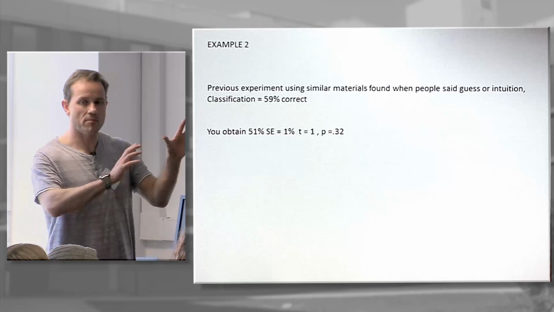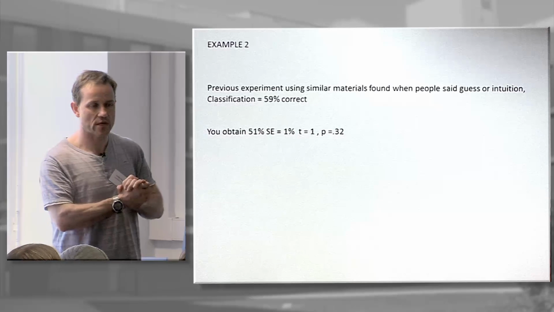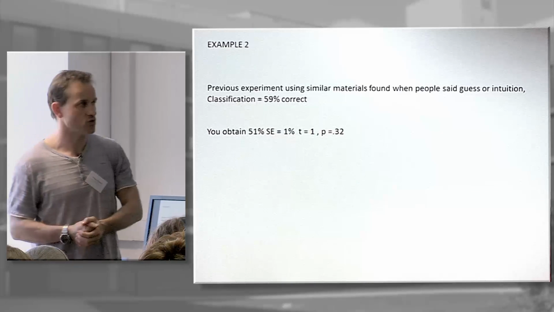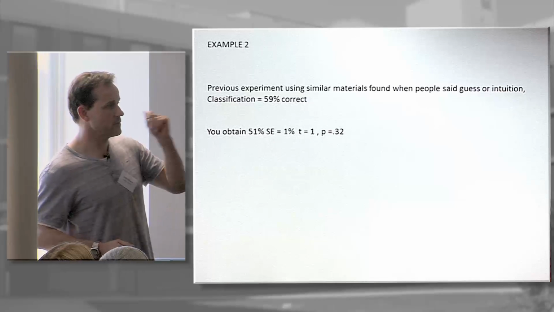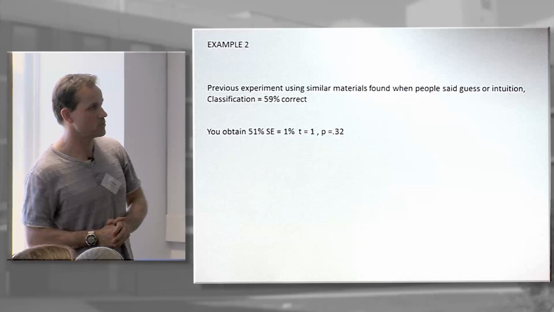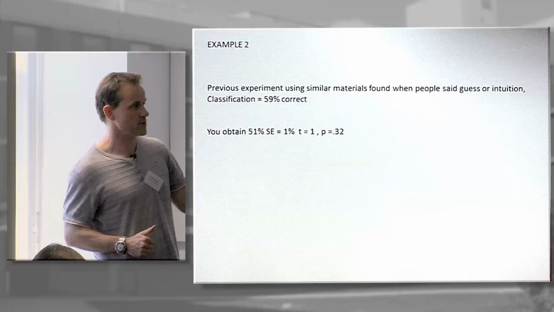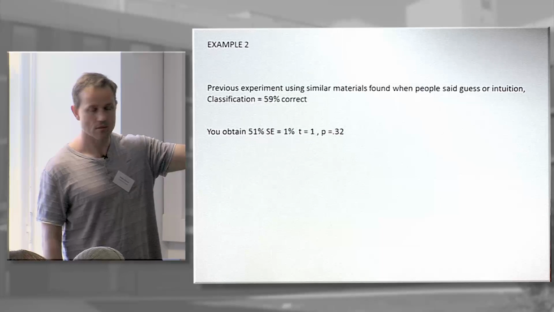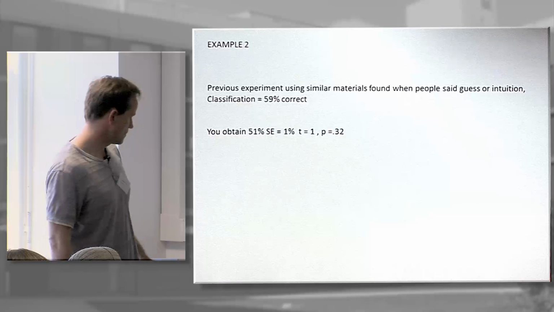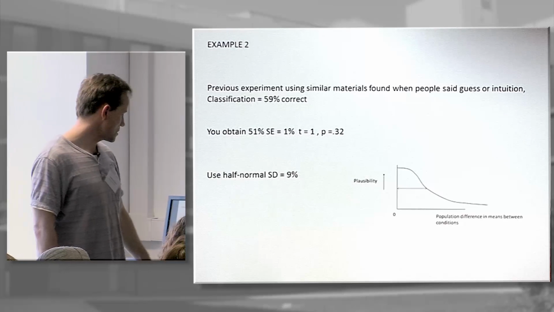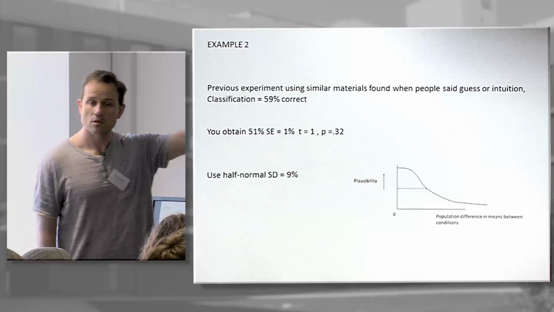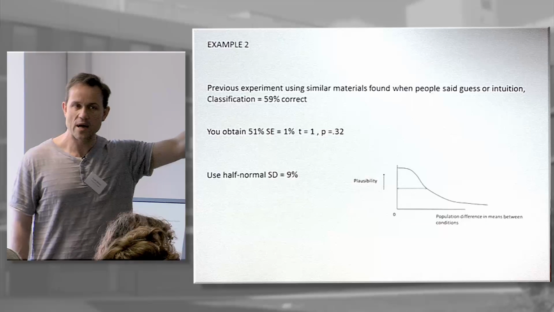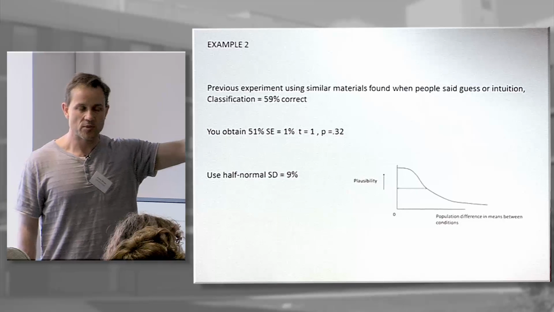Now often what I do is I combine guessing and intuition together as cases where you have unconscious structural knowledge, compare with rules and memory as cases where you have conscious structural knowledge. Let's say a previous experiment using similar materials found that when people guess or use intuition, the classification is 59% correct. But you obtain 51%, non-significant. So in this case, I'd use a half normal because this is a situation where I can use a past case to say, well, this was a very similar situation.